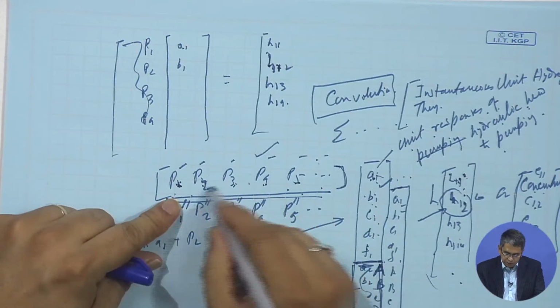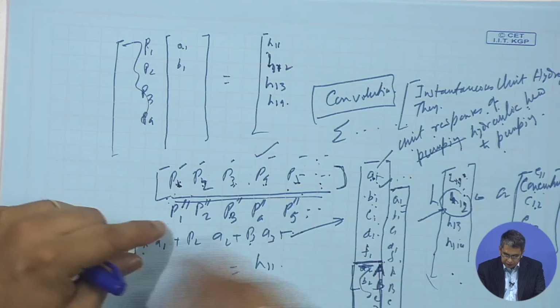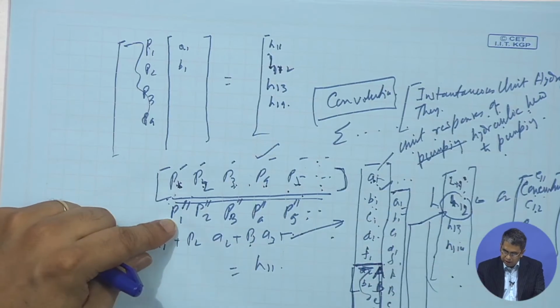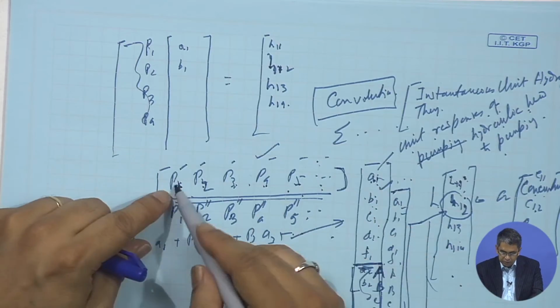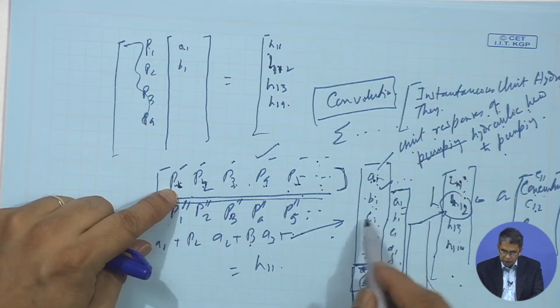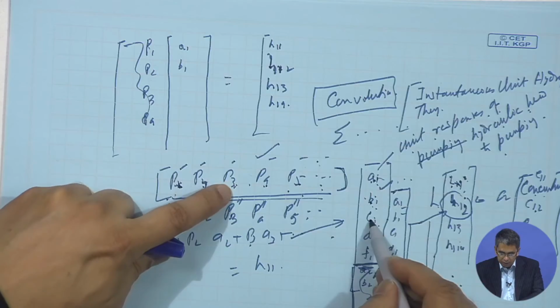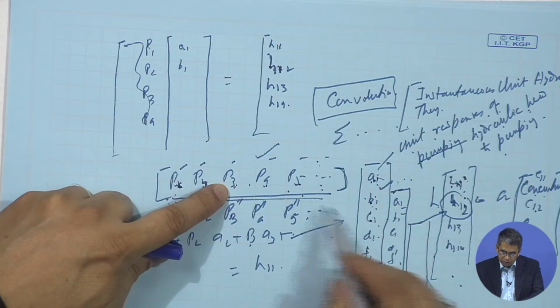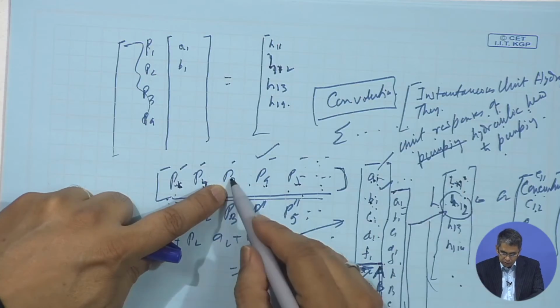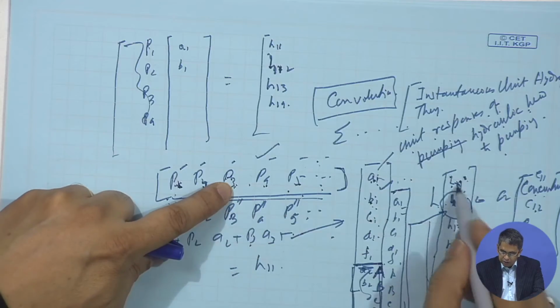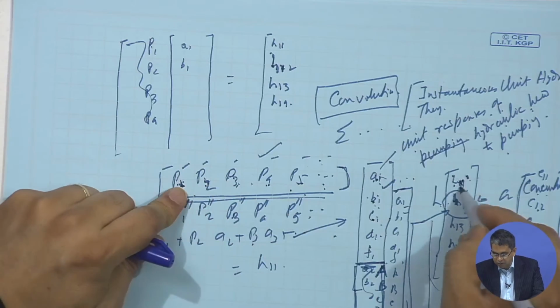So that means in the first time period, this is the pumping, second time this is the pumping, third time period is something. So you lag this by this, like this. This gives the effect of the pumping in the first location on H1. This gives the effect of pumping in the second location on H1. This gives the effect of the pumping in the third location, P3, on H1. So this is what you call H11, whatever.